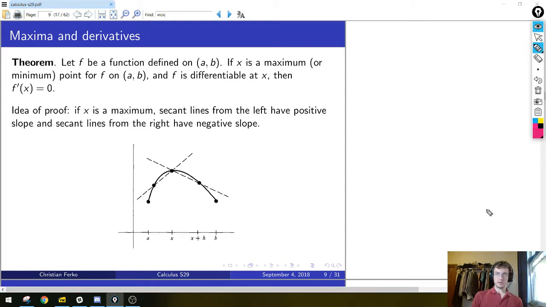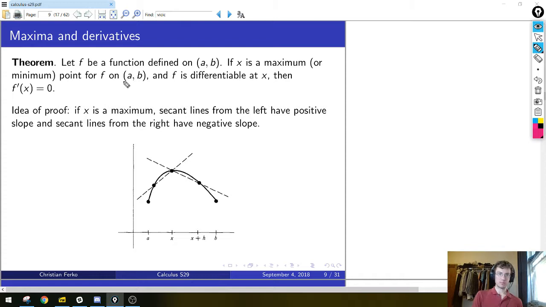All right, so this will be the first major result. We're going to try to prove this thing about derivatives being 0 at these maxima. So here's the theorem. Let f be a function defined on an open interval. This will be important later. We're only going to prove this for open intervals. So it's defined on the open interval ab, and then we say x is a maximum or minimum point for f on that interval ab.